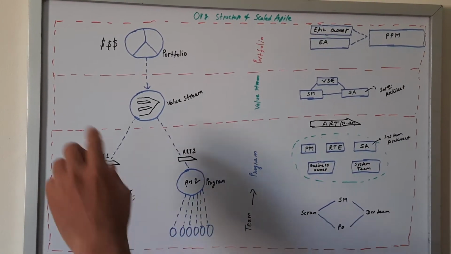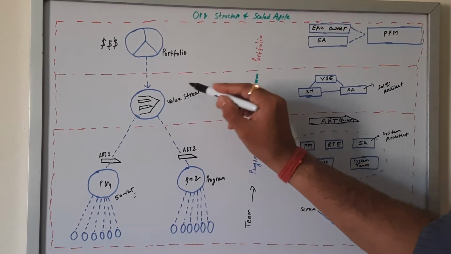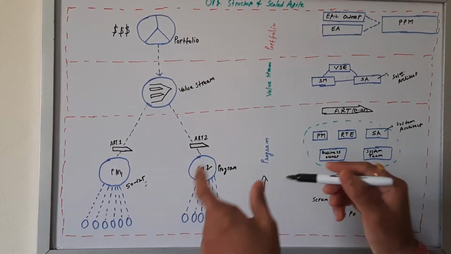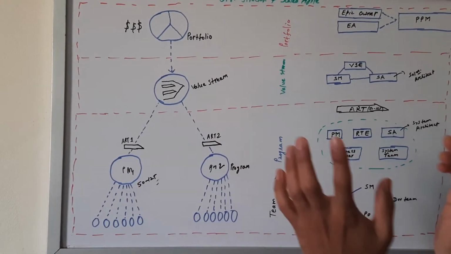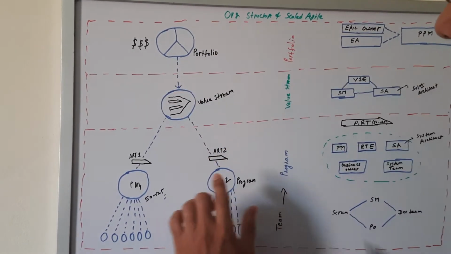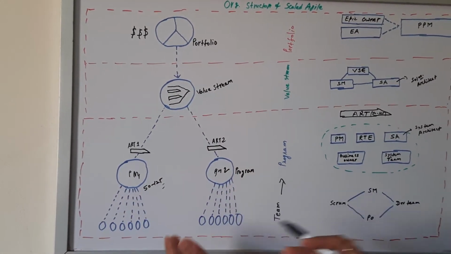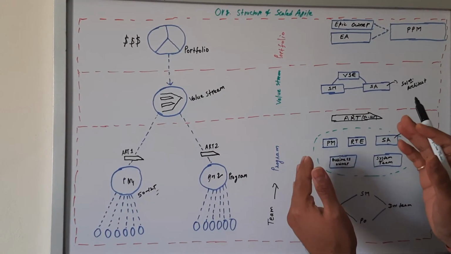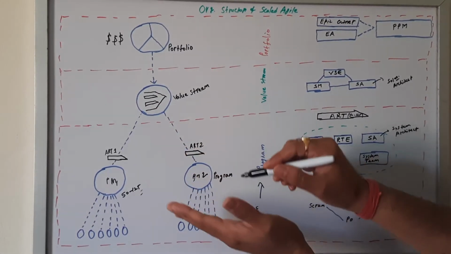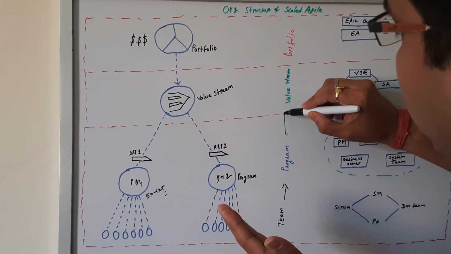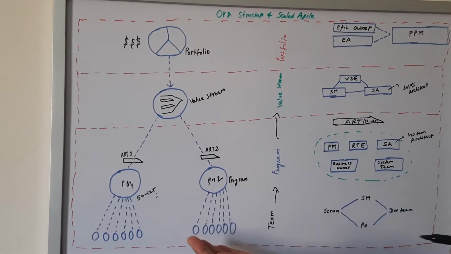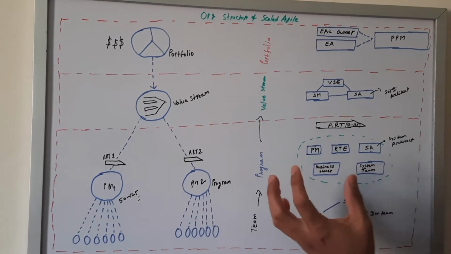Okay, now you can see the value stream. This value stream exists only when we have more than one program. If there is only one program, this is not needed. But if we have more than one program, meaning we have more than 200 team members, in that case we will scale it up. Then the program will scale up to the value stream level. So this is called a value stream, where we have more than one program.